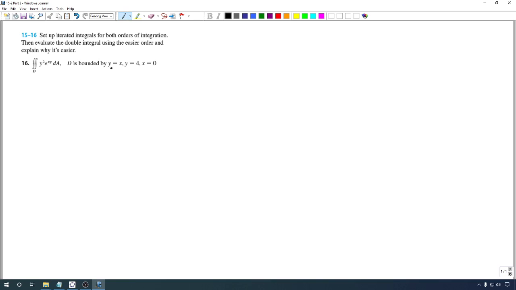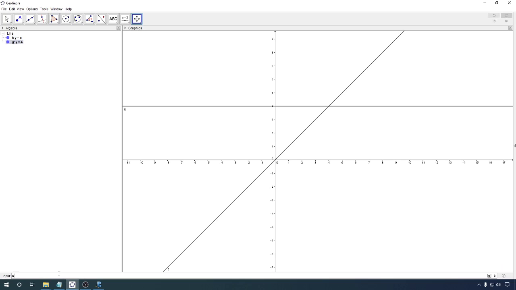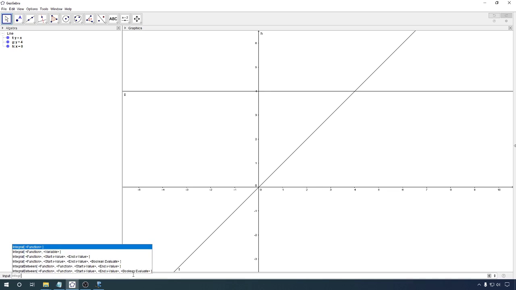So we'll keep in mind we have y equals x, y equals 4, and x equals 0. We'll go ahead and actually draw those in here. We have y equals x, y equals 4, and x equals 0. X equals 0 is just the y-axis, so it doesn't really show up too well there, but we just remember it's the y-axis. And we're working with this triangle. Our region is just a triangle. We might even shade that in using integral.